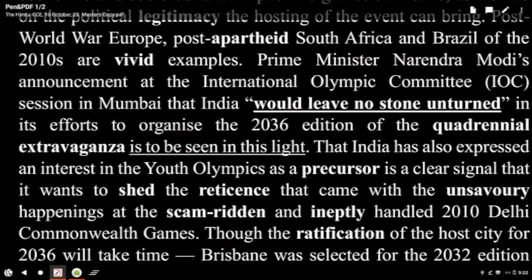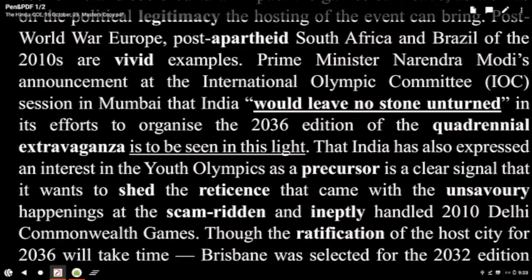Prime Minister Narendra Modi's announcement at the International Olympic Committee IOC session in Mumbai that India would leave no stone unturned in its efforts to organize the 2036 edition of the quadrennial extravaganza is to be seen in this light. That is an important expression. Tell me, is it active voice or passive voice? We should see something. It is to be seen. Is to be seen, make a note, passive voice. It is in passive voice. Is to be seen in this light.